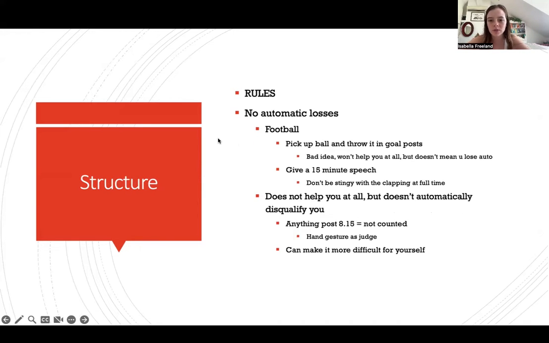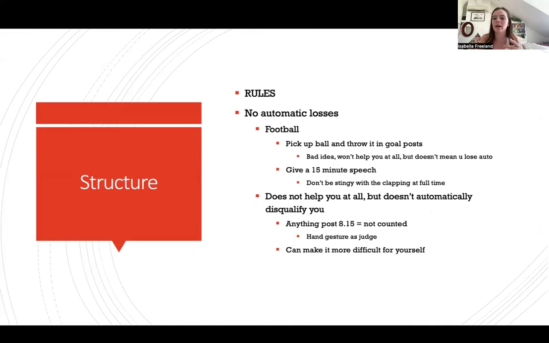Starting with rules. The first thing to note is that in debating, there are no automatic losses. The analogy I've got here is that if you're in a football game and you pick up the ball with your hands and throw it in the goalpost, obviously that's a really bad idea to do, but it doesn't mean you automatically lose the game.